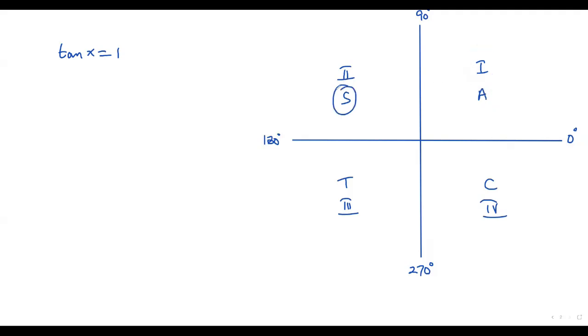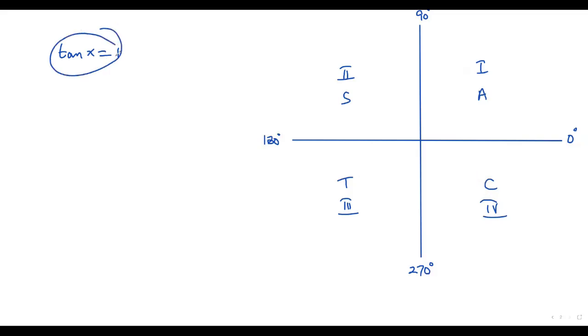In the second quadrant we have S. S means the trigonometric ratio sine and its reciprocal cosecant are positive, the rest are negative in the second quadrant. In the third one, we have T. T means tangent and its reciprocal cotangent are positive, the rest are negative. In the fourth one, we have C. C means cosine and its reciprocal secant are positive, the rest are negative.